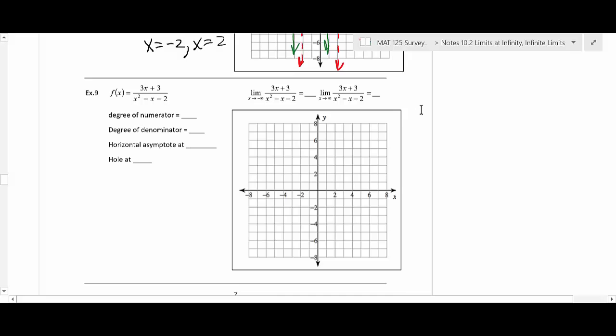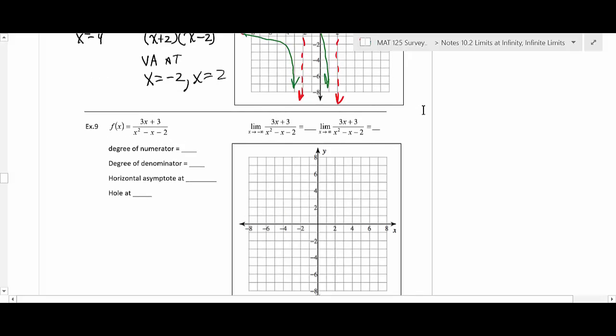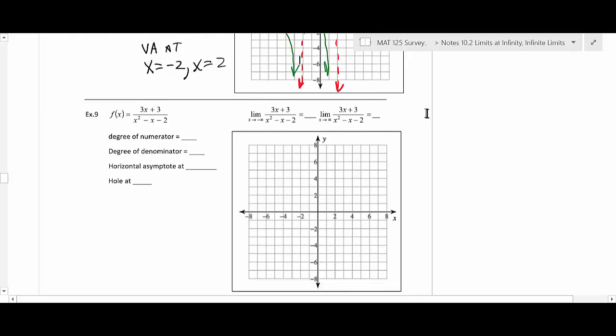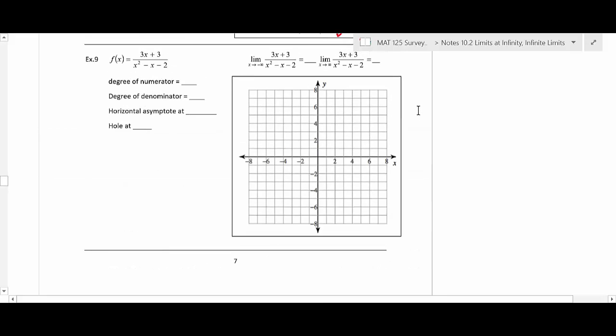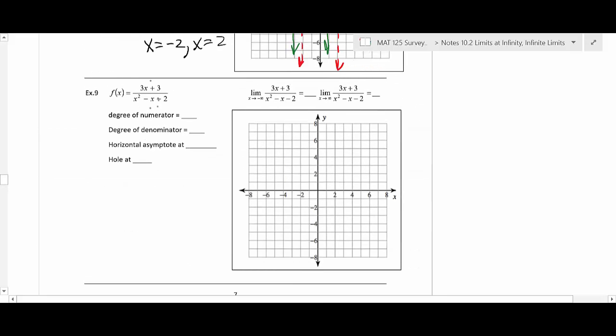Okay, let's look at this one. This one's the one that's a little tricky. Now, you want to make sure that they see if they have a hole in it or something. Let's go ahead and do this first of all. Okay, what's the degree of the numerator? 1. What's the degree of the denominator? 2. What does that tell you? Y equals 0 is the horizontal asymptote.